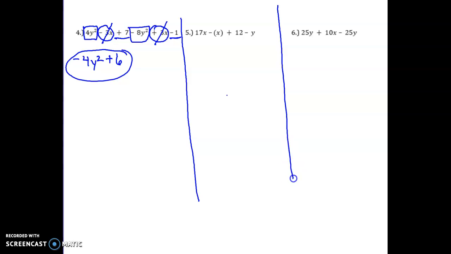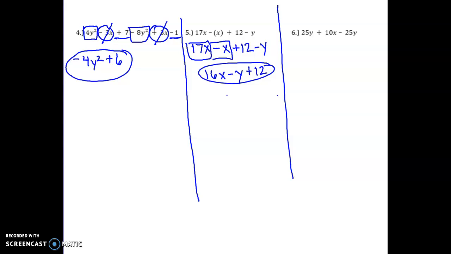Okay, number 5, we've got the x's in parentheses. It really doesn't need to be, so I'm going to rewrite this as 17x minus x plus 12 minus y. 17x minus x would be 16x. And then I'm just going to switch this order because I want my constant to be at the end. So minus y plus 12.